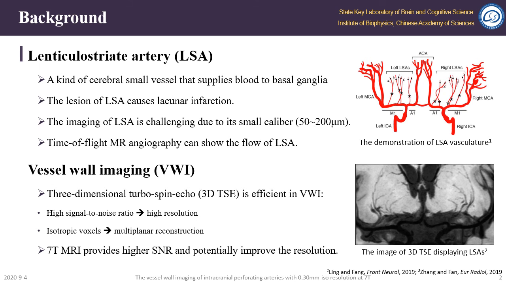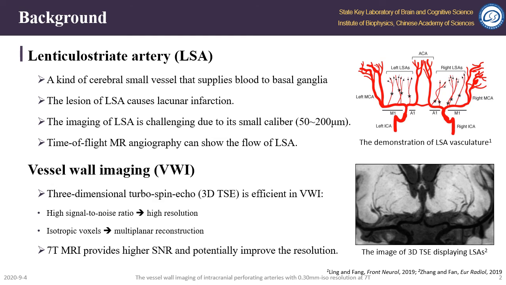To begin with my talk, let's first look at the lenticulostriate artery. Lenticulostriate artery is a kind of cerebral small vessel that supplies blood to basal ganglia. Its impairment will cause lacunar infarction and the lesion of basal ganglia. But imaging LSA is very challenging because of its small caliber. It's only about 50 to 200 micrometers.